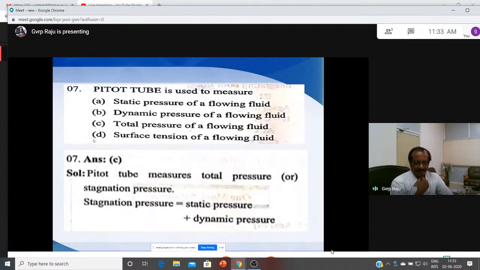Pitot tube is used to measure... the answer is C. You can find out the total pressure or stagnation pressure. Total pressure or stagnation pressure is equal to static pressure plus dynamic pressure. And the purpose of the Pitot tube is that you can get the stagnation pressure.